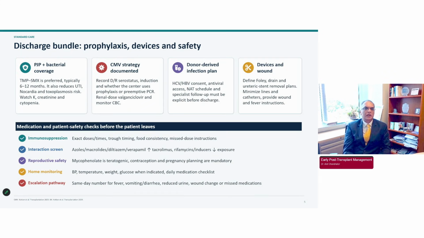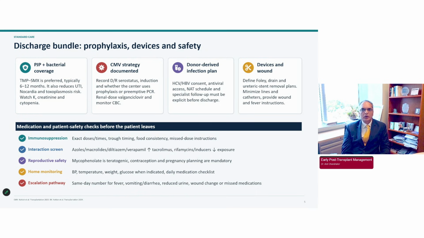So when the patient gets discharged, remember the patient needs to be on antimicrobial prophylaxis, and the dosing of this depends not just on the individual patient, but also what is their risk stratification. So for example, the CMV strategy will depend on the individual center's policy, but the donor and recipient serotyping is really important for making sure that they are adequately treated.